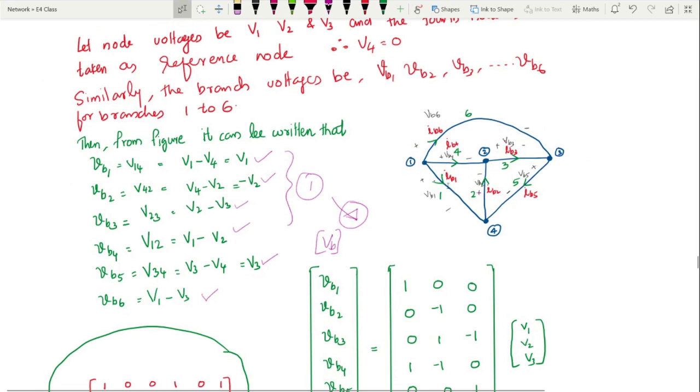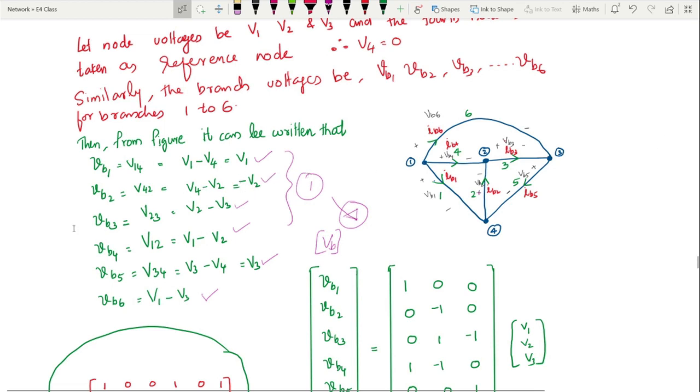Then from this graph, what is VB1? VB1 is equal to V14, that is V1 minus V4. What is V4? 0. So it is V1. Similarly, what is VB2? VB2 is this one. As the current is flowing in this direction, the higher potential is marked over here and this is the lower potential. So VB2 is V4 minus V2, this node voltage minus this node voltage. As V4 is 0, 0 minus V2 will come, that is minus V2.